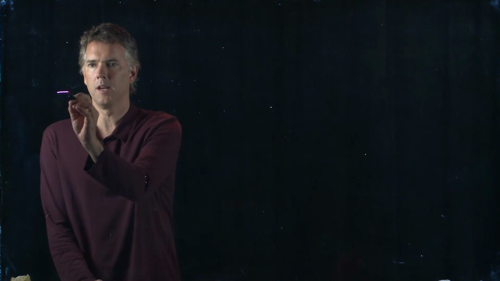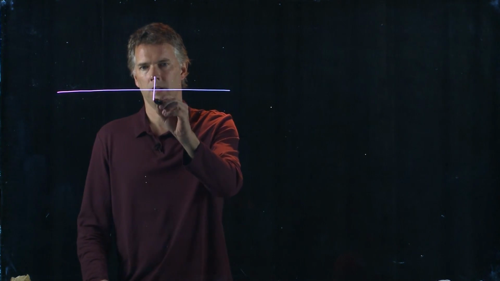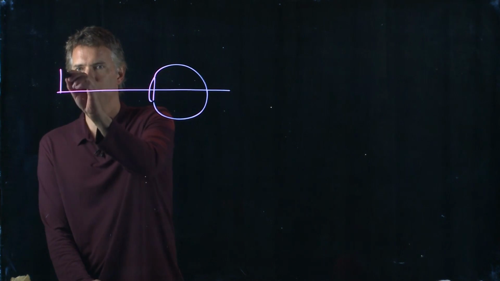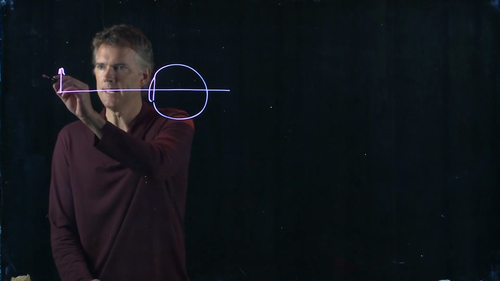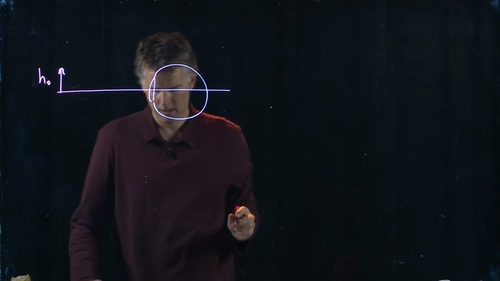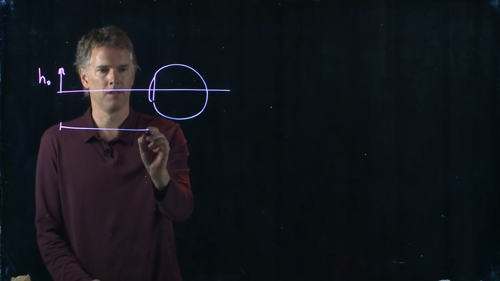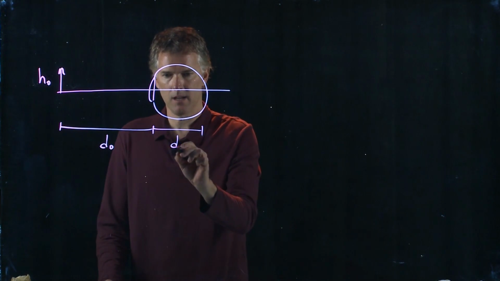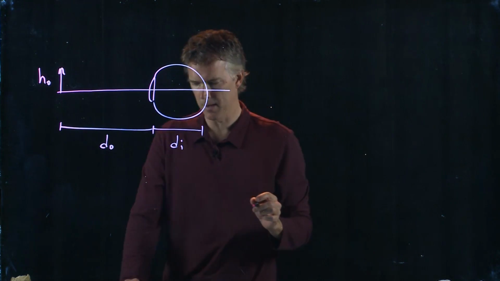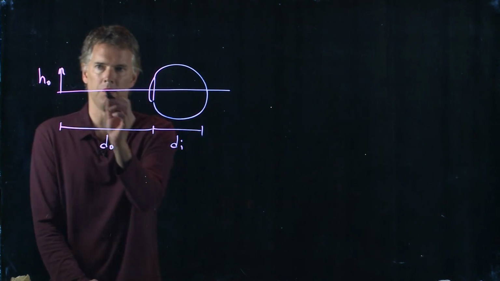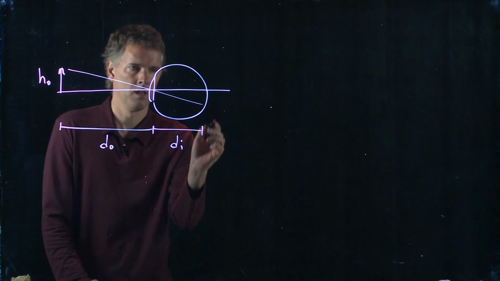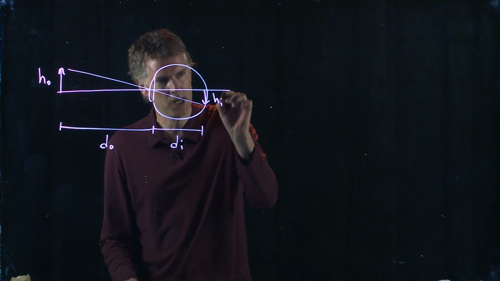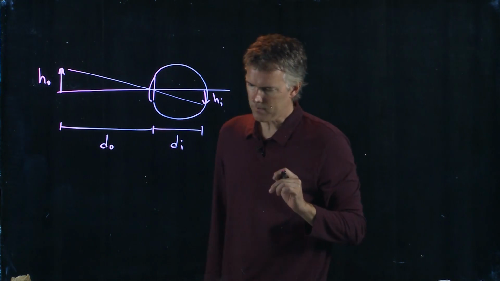So let's draw the picture again. There's our eyeball. We have an object out here. It has a height, HO. It is at a distance, DO, from the eyeball. DI is the distance to the back of the retina. And we just said that the angular magnification will lead to an HI right there.